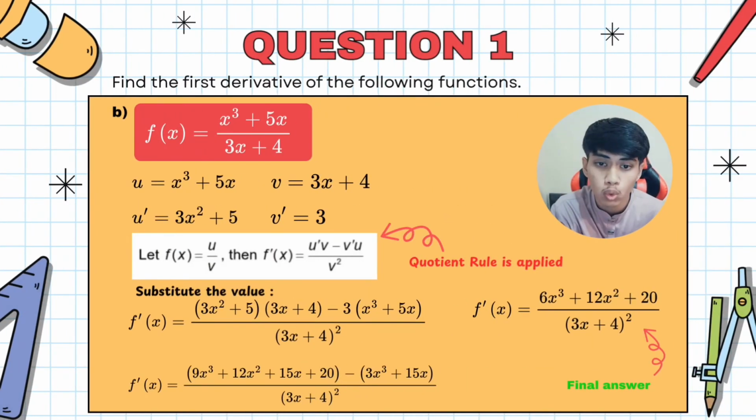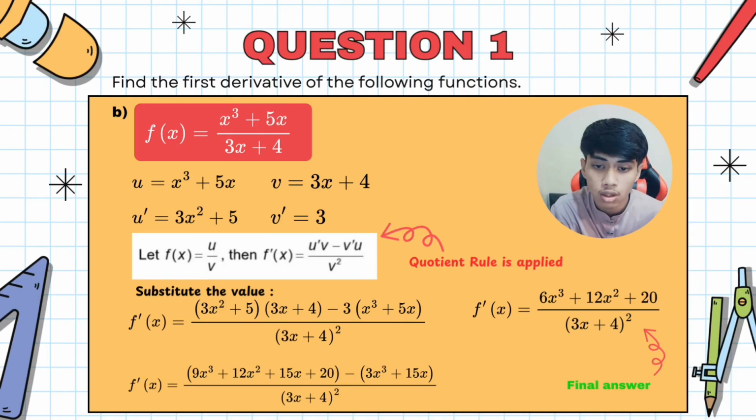Okay, now let's move on to question 1b, where the function given is f(x) equals x cubed plus 5x over 3x plus 4. Since this is a quotient of two functions, we apply the quotient rule. The quotient rule formula is: let f(x) equal u over v, then f prime x equals u prime v minus v prime u over v squared. Before we substitute the values, we need to recognize what u, v, u prime and v prime are. For this question, u equals x cubed plus 5x, v equals 3x plus 4, u prime equals 3x squared plus 5, and v prime equals 3.